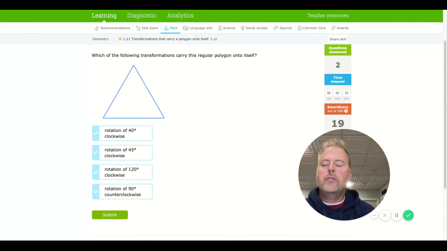In this case, we've got a triangle. If we rotate it, in this case 40, well, that's not going to get us there. Because in order to get to the same place, we've got to take 360 divided by 3, which is 120 degrees. Well, if I rotate 40, that's not 120. 45 isn't 120. 90 is not 120. The only thing that makes sense is going 120 degrees. And technically, clockwise or counterclockwise would give us the exact same thing. So it doesn't make a difference if it's clockwise or counterclockwise.